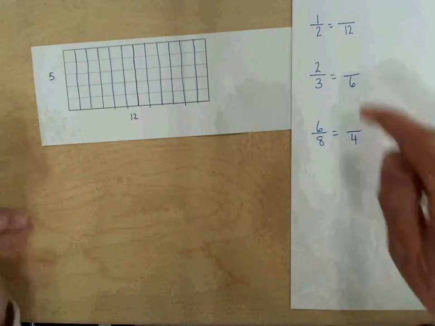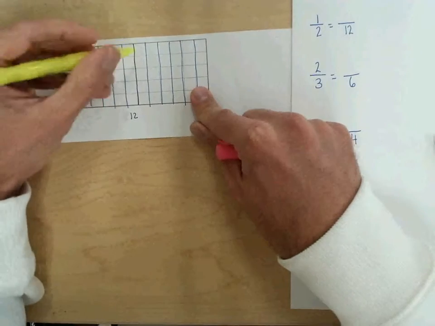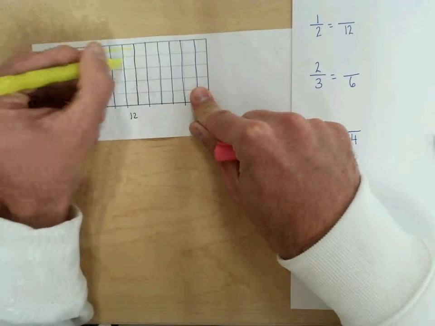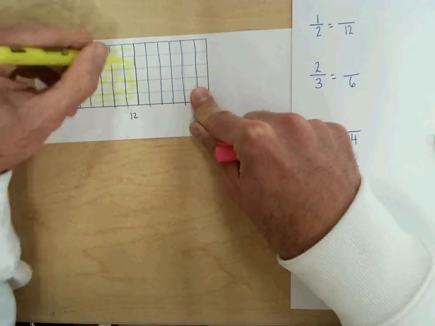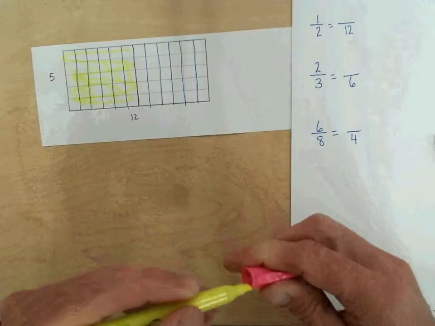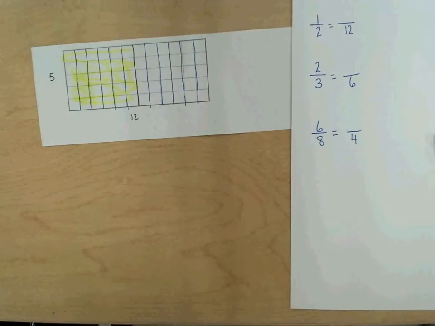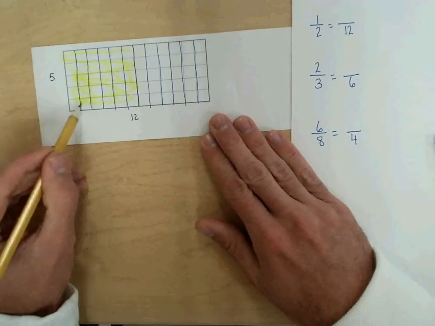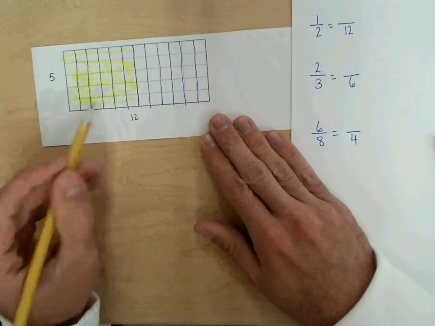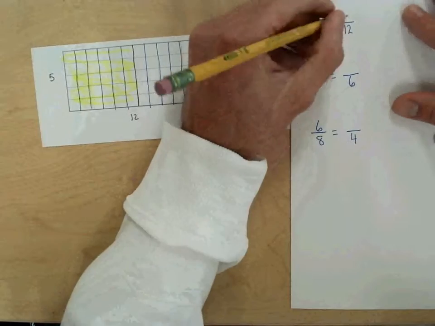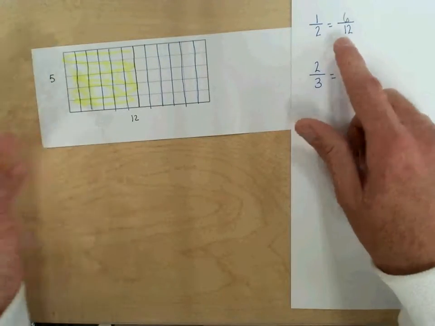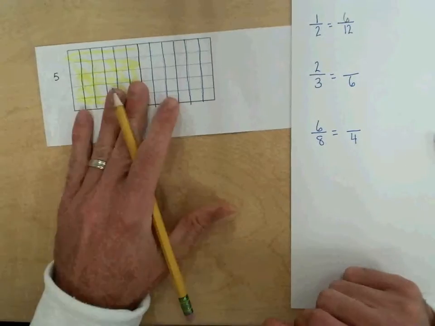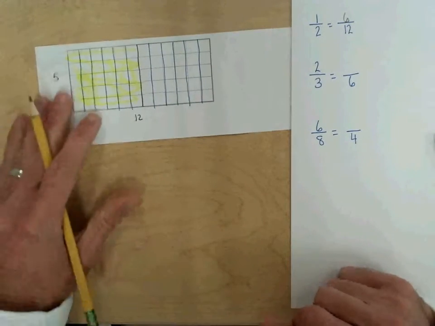And what I want to do is go ahead and shade in 1/2. So I'm going to do this very quickly here just to show you that this is 1/2. Now, how many twelfths do I have shaded in there? Well, I'm going to count 1, 2, 3, 4, 5, 6. So I have 6 twelfths shaded in. So I know that 1/2 is equivalent to 6 twelfths. So that's by using a 5 by 12.